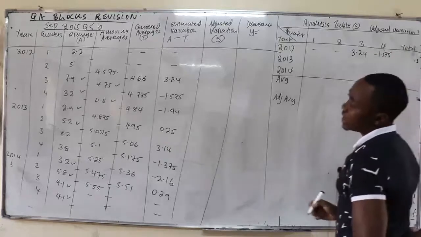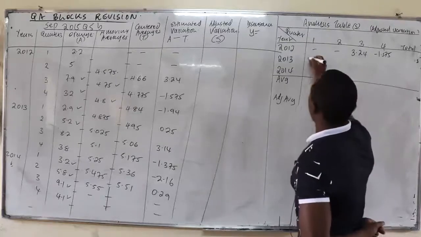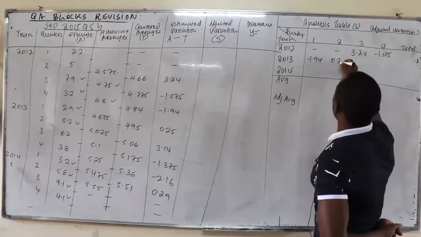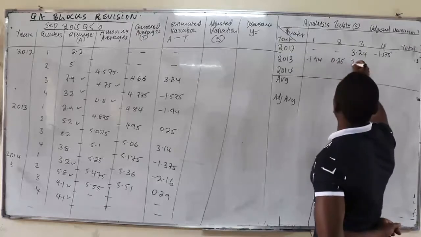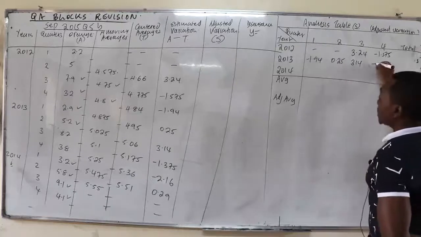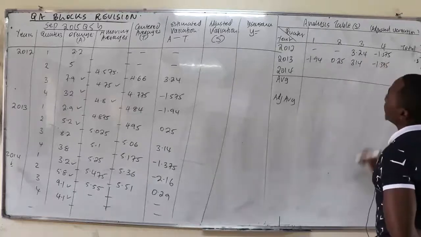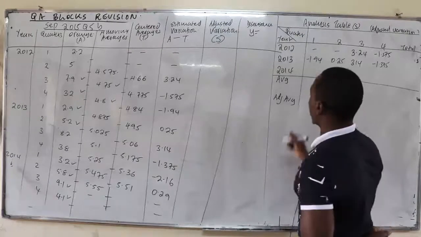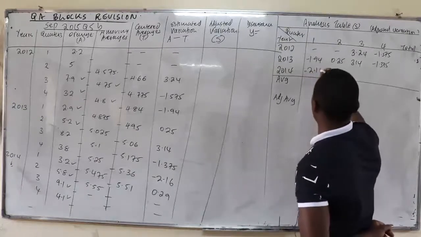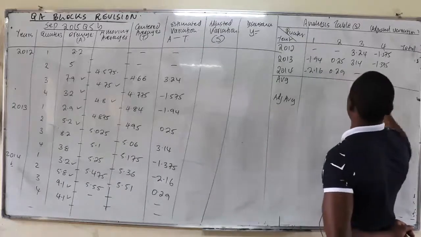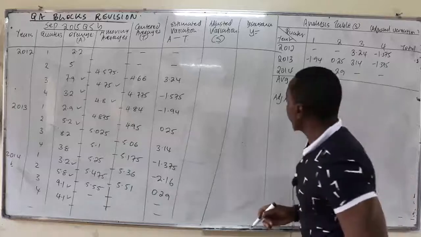In 2013, quarter 1, we have negative 1.94. Quarter 2, 0.25. Quarter 3, 3.14. And quarter 4, we have negative 1.375. Then 2014, quarter 1, we have negative 2.16, 0.29, then dash dash. So let's get the average.